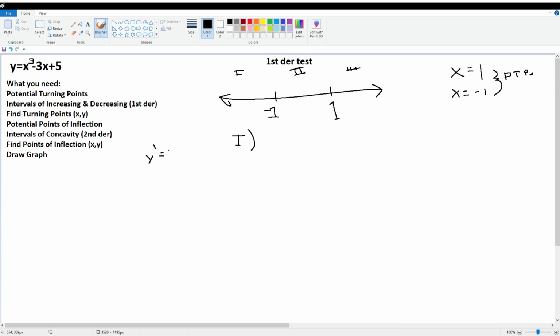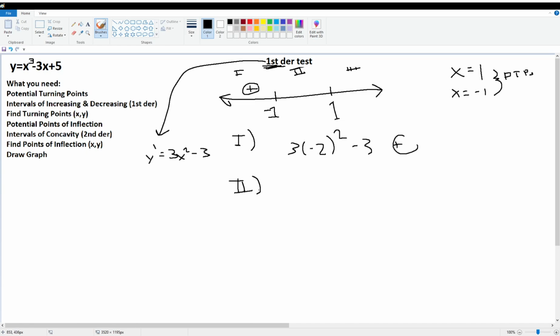y prime equals 3x squared minus 3. So when you're doing the first derivative test, it says it in the name, first derivative, so you must use the first derivative equation. Don't use the original. That's only for finding the actual values, which we'll get to later. So if you plug in a value of negative 2, you'll see that we get 3 times negative 2 squared, which is 4. So 3 times 4 is 12 minus 3. We get a positive value there. And that's all we need to know. We don't need to know the actual value. We just need to know if it's positive or negative.